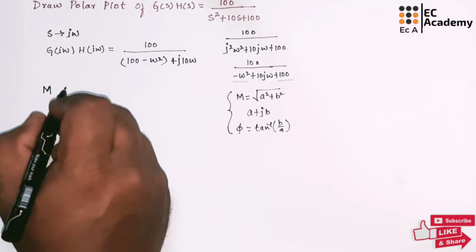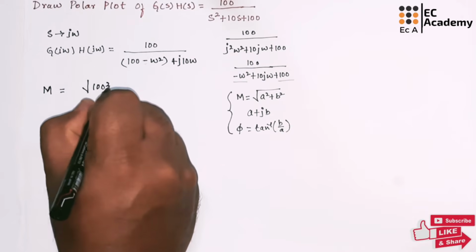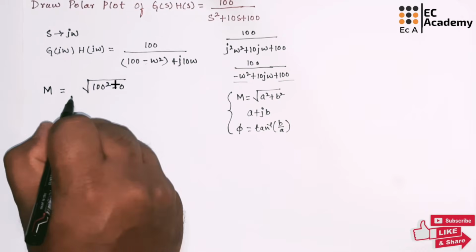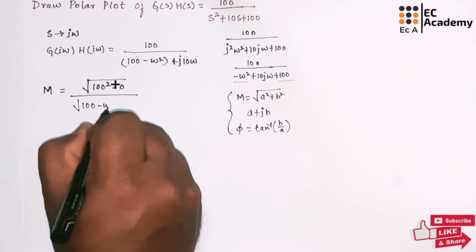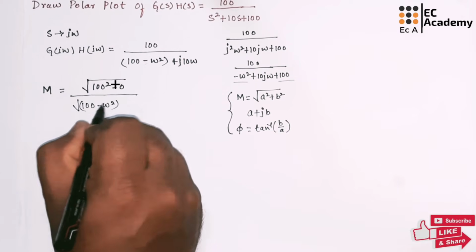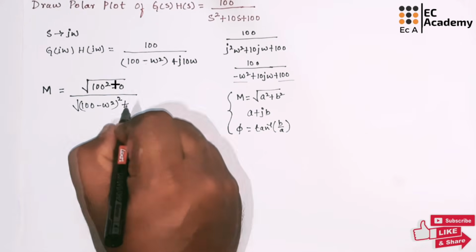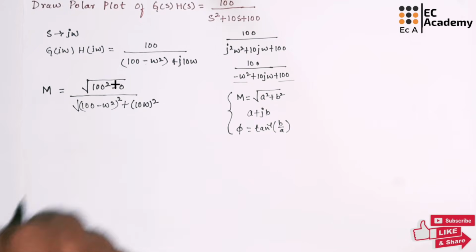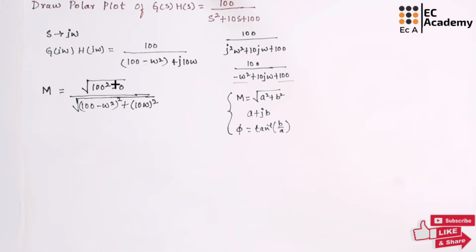So magnitude, we can write it as square root of 100 square plus 0 square in the numerator, divided by square root of (100 minus omega square) whole square, this is the real term, plus the imaginary term (10 omega) square. So this is the expression for magnitude.